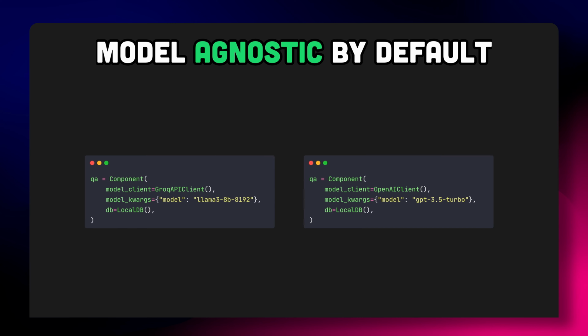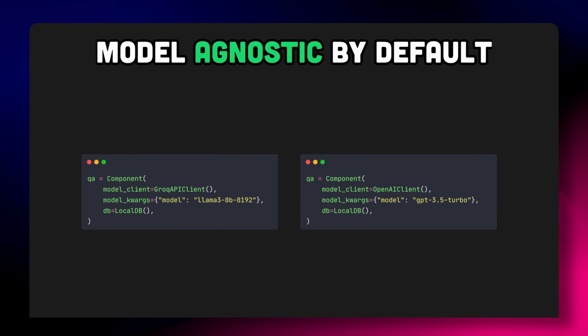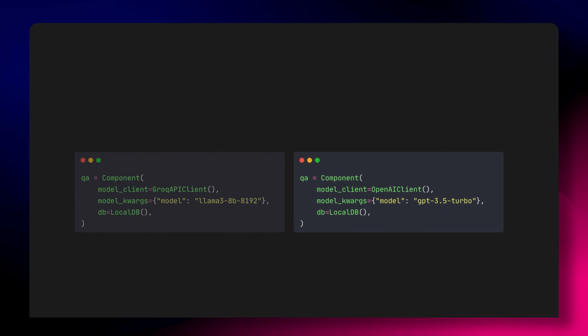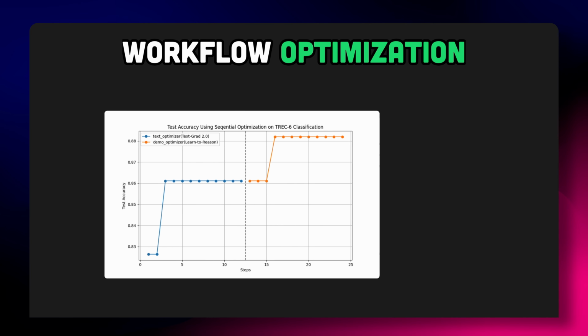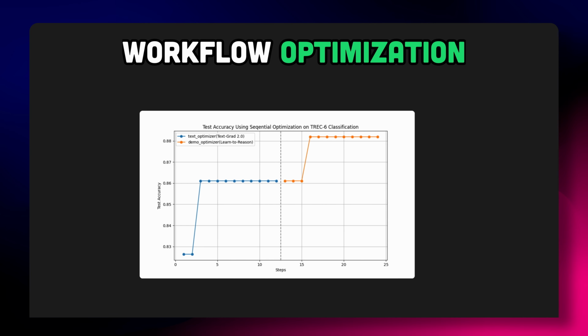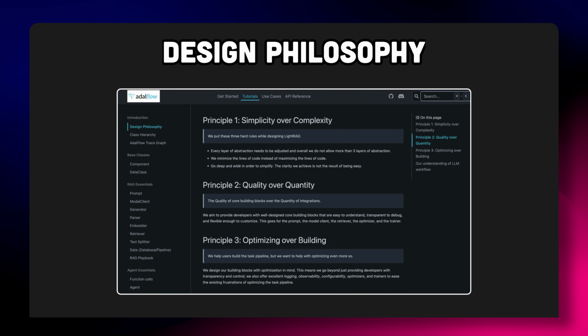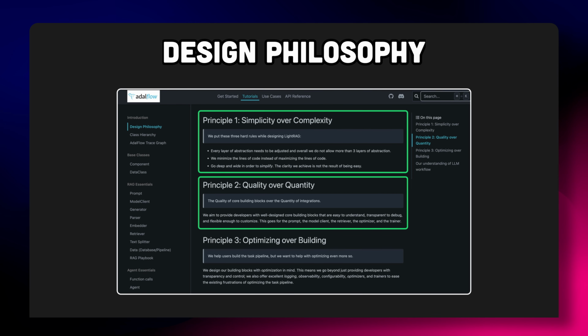It makes AdalFlow model agnostic by default, because you can easily swap out different LLM providers without having to rewrite your pipeline. The library also puts a big emphasis on optimization. They've built in tools to help you fine-tune your prompts and improve your model's performance over time. According to the creators, the philosophy of the library is all about keeping things simple, focusing on quality over quantity, and helping developers not just build, but really optimize their LLM applications. We'll see if that holds in practice.